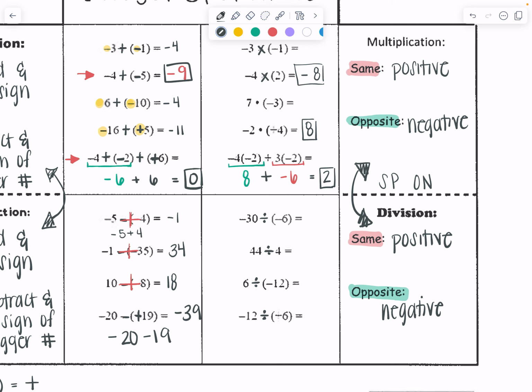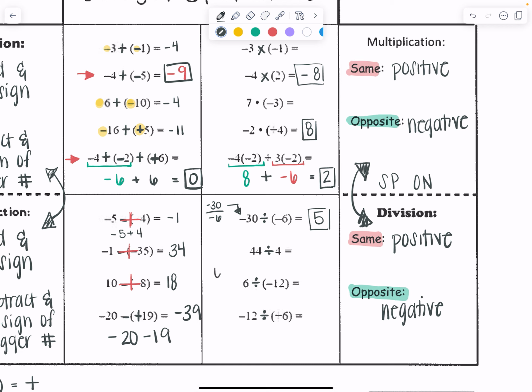All right, with my division, you could also see this written as a fraction. So that -30 division symbol -6 is also the same thing as -30 over -6. So we can write division either with the division symbol or with the fraction bar. All right, these signs are the same. So -30 divided by -6 is going to give me a positive number because they're the same, and +5.